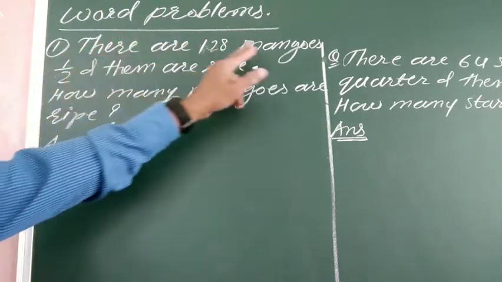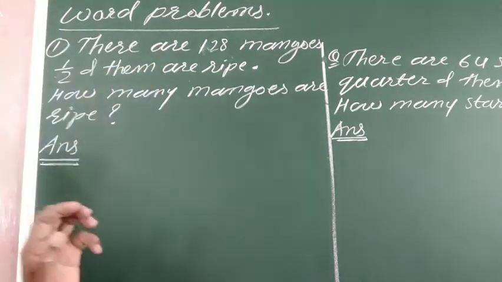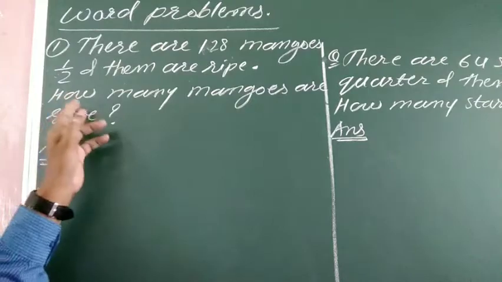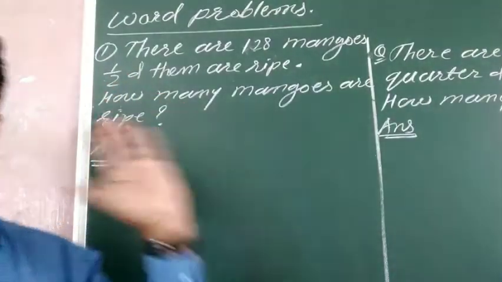There are 128 mangoes. 1 by 2 means half of them are ripe. Ripe means पके हुए हैं. How many mangoes are ripe? तो कितने मैंगो पके हुए हैं? So this type of word problem is here.